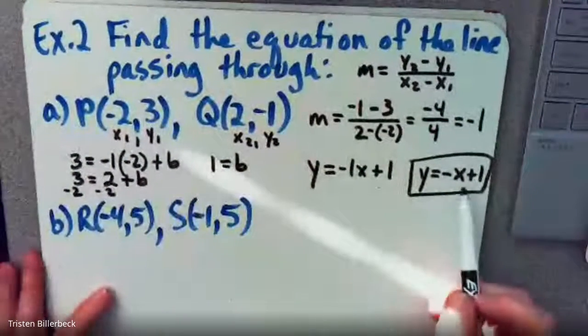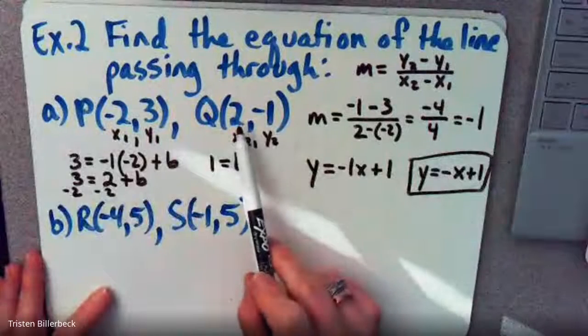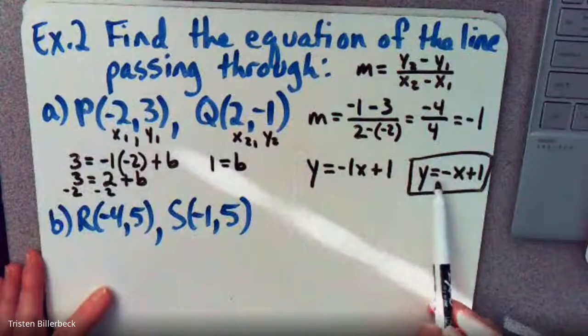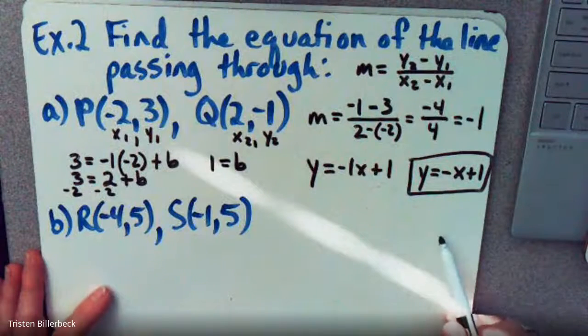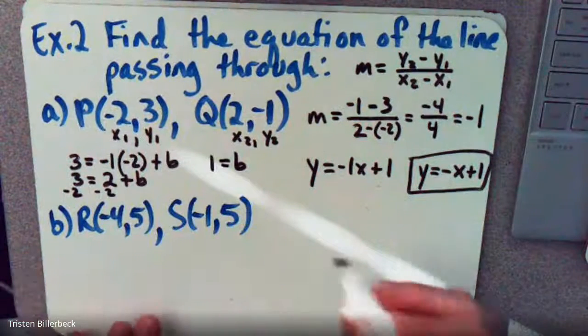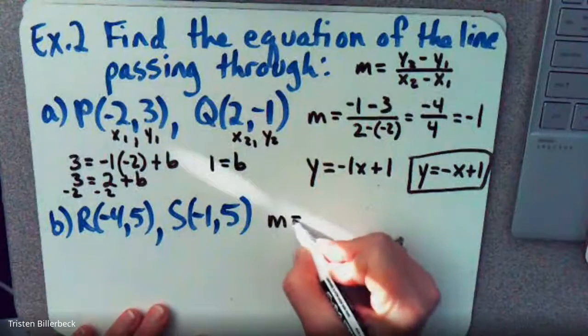And we can quickly check with the second point. So -1 equals, and then -2 plus 1, which is -1. So that checks. All right, so let's find the slope for this one.